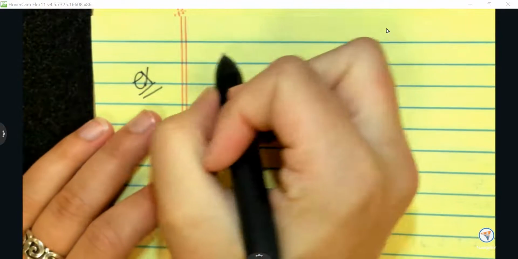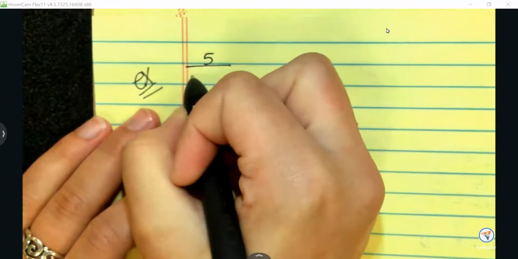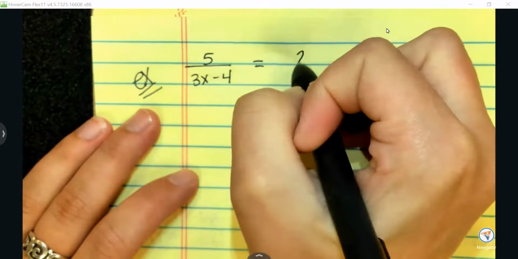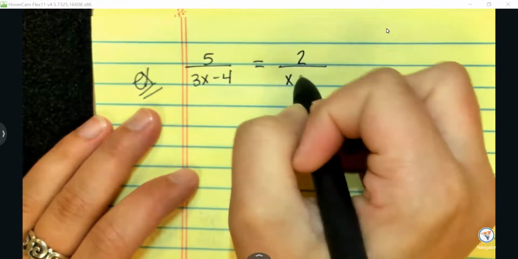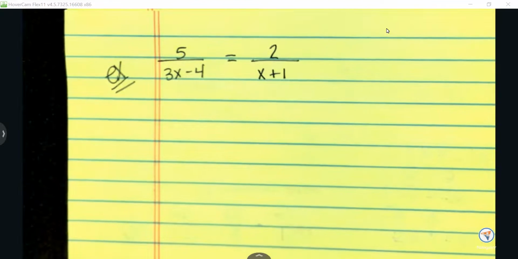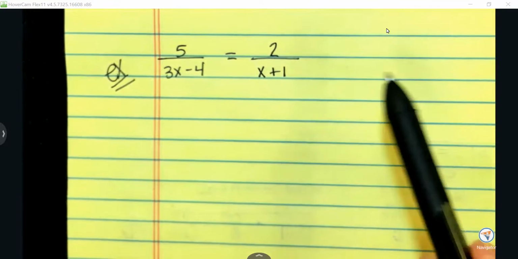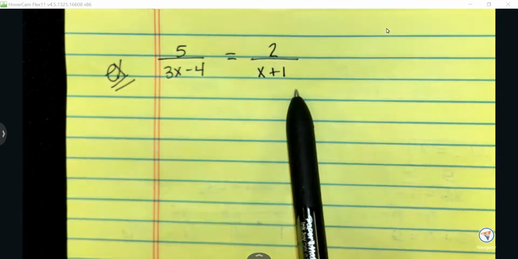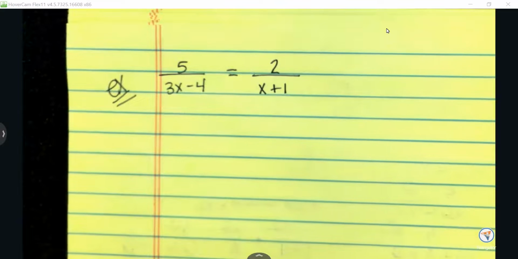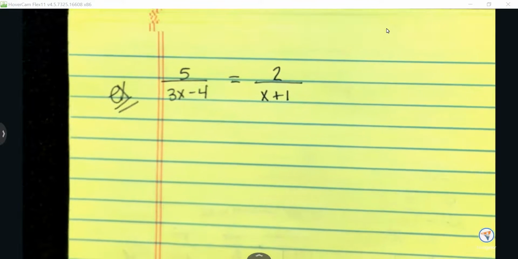Example number 3. Example number 3 is going to say 5 over 3x minus 4 equals 2 over x plus 1. So the first thing is I need a common denominator. Do these have anything in common? So this is just like we talked about last week. They look completely different. So what do I have to do to find a common denominator?